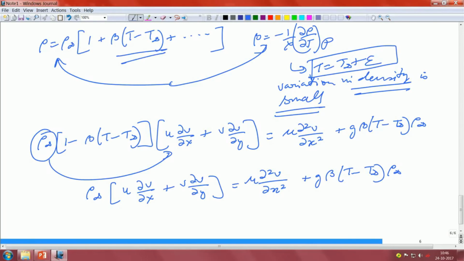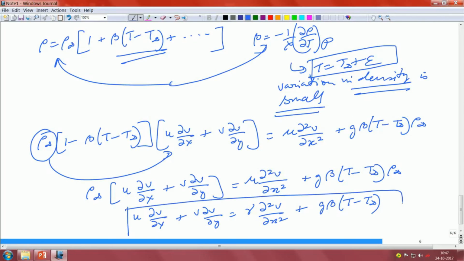Now, if you divide out with the density term, what you will get is u dv/dx plus v dv/dy, and this mu over rho becomes your kinematic viscosity. Kinematic viscosity is still given by the rho infinity. The last term is g beta (T minus T infinity), that is what you should get. So, that is the expression that you have. The entire momentum equation kind of sandwiches and becomes exactly like this.